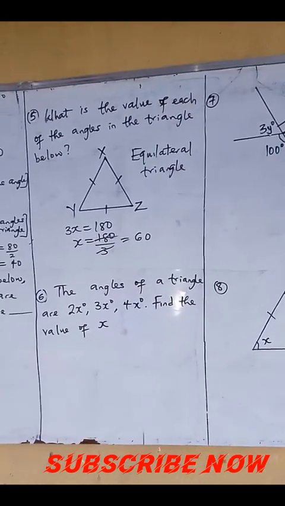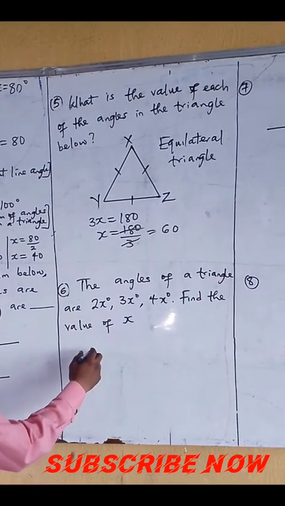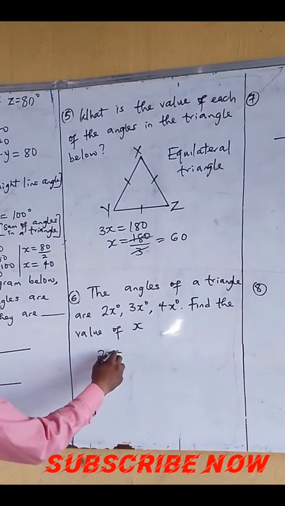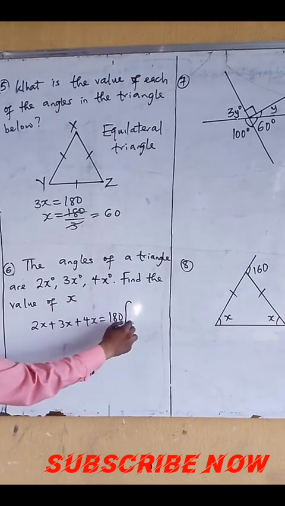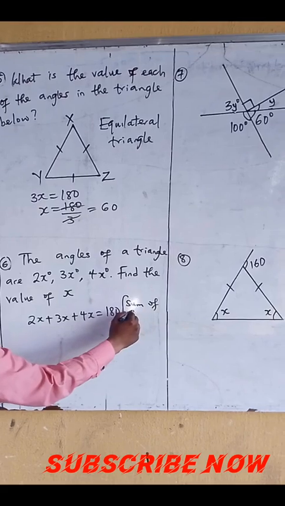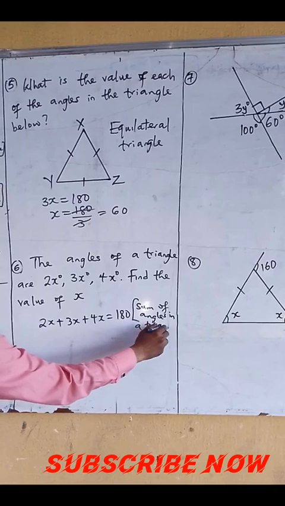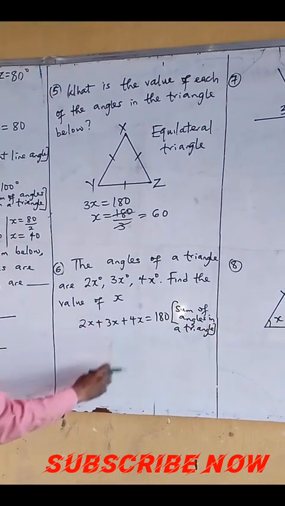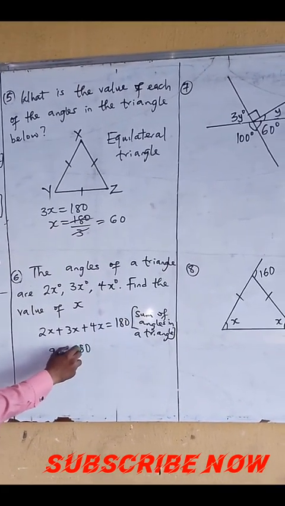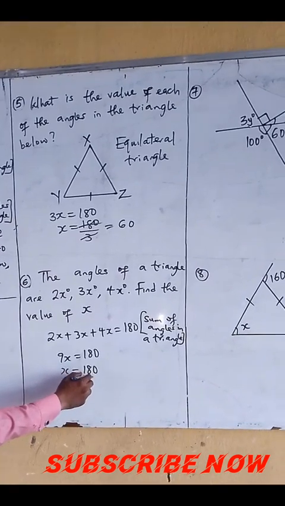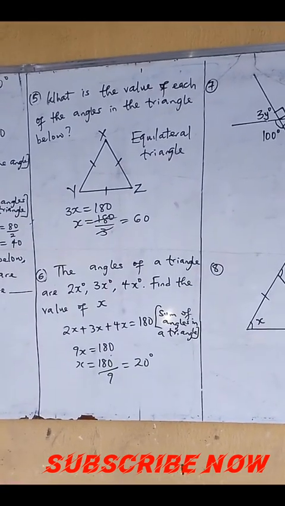Then number 6. The angles of a triangle are 2x, 3x, and 4x. Find the value of x. All we need to do is add 2x plus 3x plus 4x, which is equal to 180 degrees, because that is the sum of angles in a triangle. 2x plus 3x gives us 5x. 5x plus 4x is 9x, which is equal to 180 degrees. And x is equal to 180 divided by 9. That means x is equal to 20 degrees.